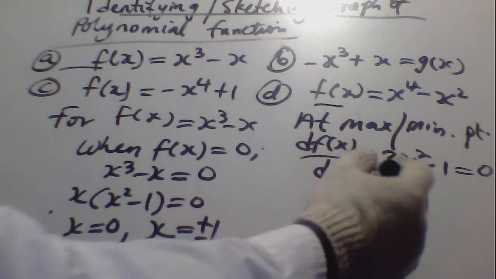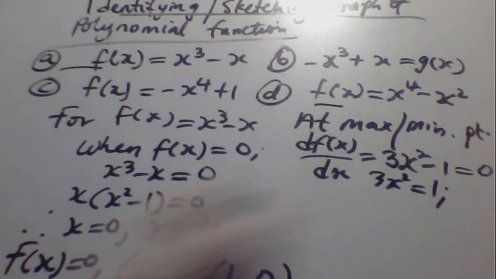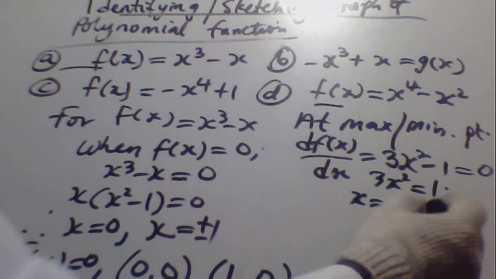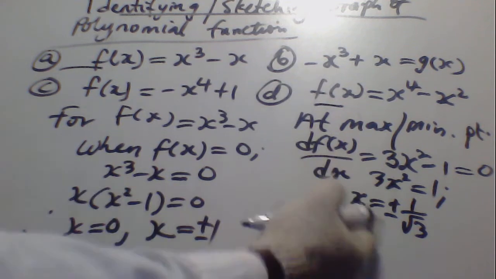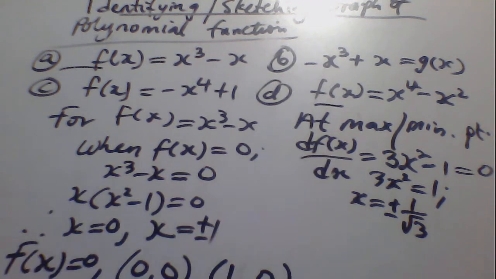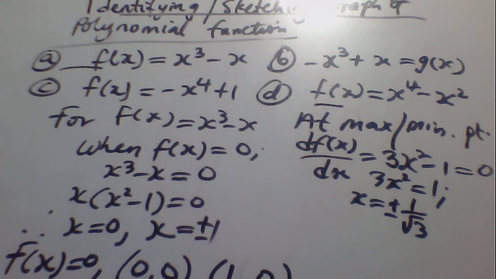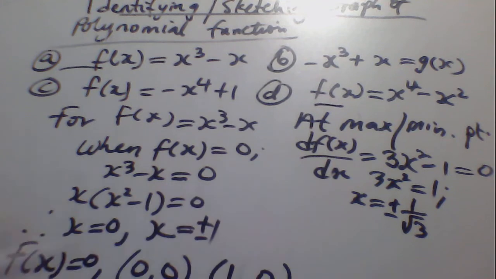So at this point, we have 3x squared is equal to 1, which gives us x is equal to plus or minus 1 over root 3. I'm shortening the procedure. You know it: we divide both sides by 3 and find the square root of both sides. So at the turning point, x is equal to plus or minus 1 over root 3.